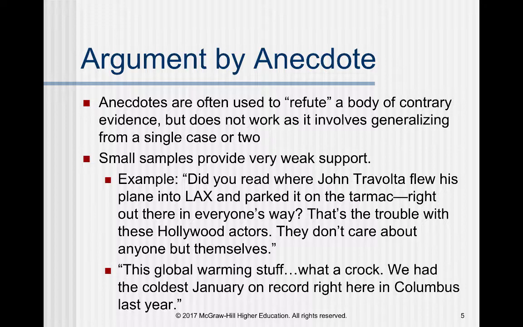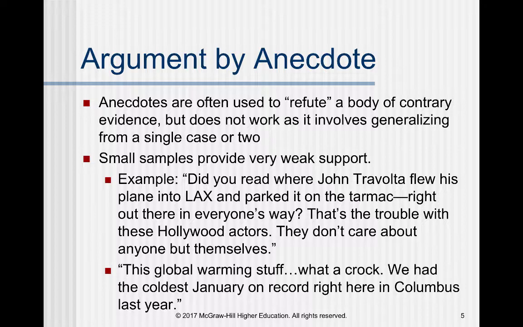Did you read where John Travolta flew his plane into LAX and parked it on the tarmac? Right out there in everyone's way? That's the trouble with these Hollywood actors. They don't care about anyone but themselves. This person is generalizing about these Hollywood actors by providing only one example.